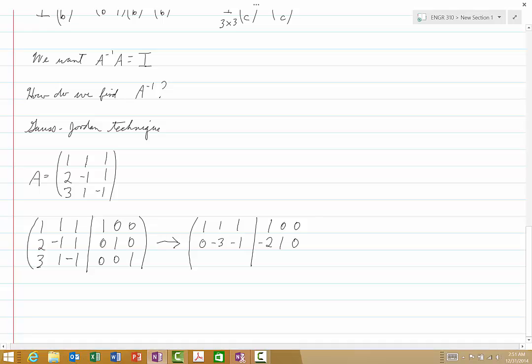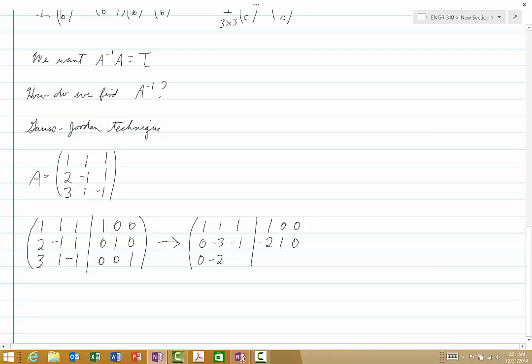Now to get rid of the 3 here, we add negative 3 times the first row to the third row. So negative 3 times 1 is negative 3, and 3 gives 0. Negative 3 times this 1 is negative 3, and 1 gives negative 2.